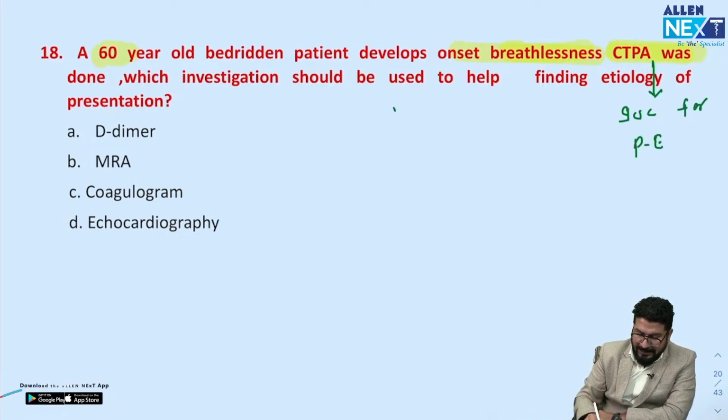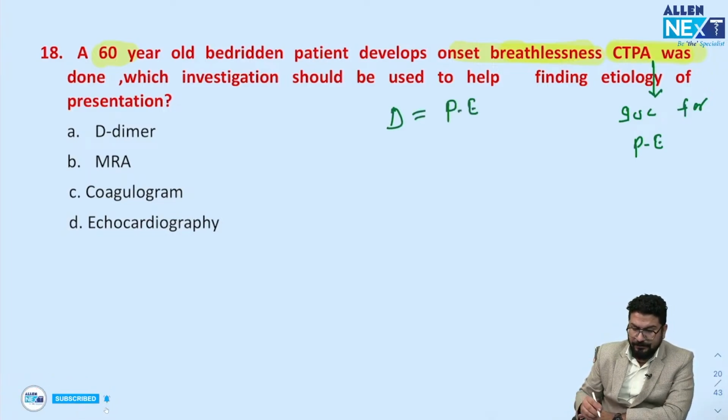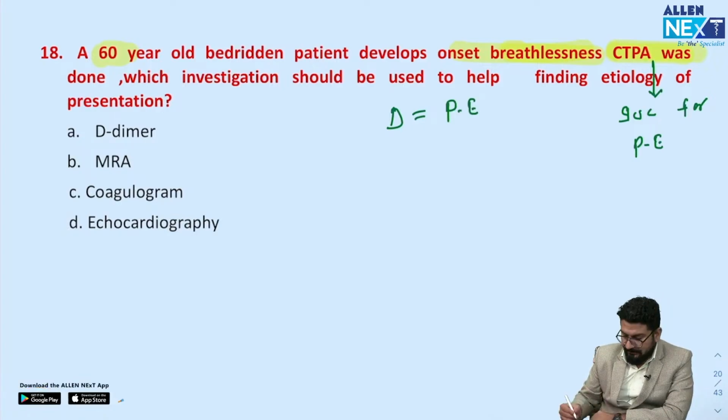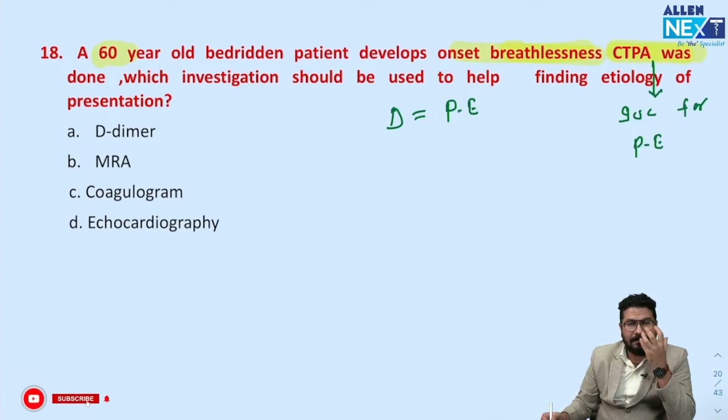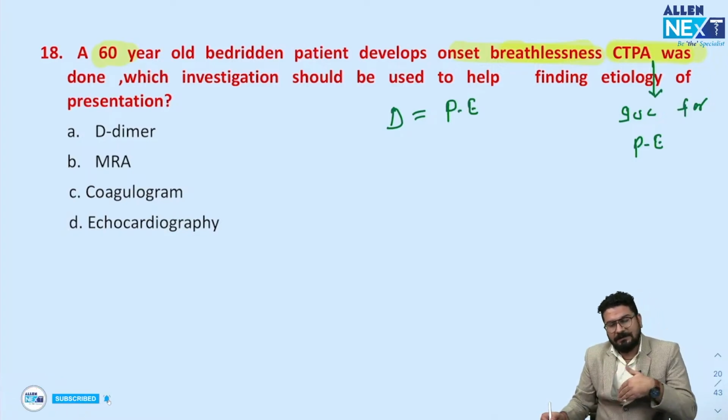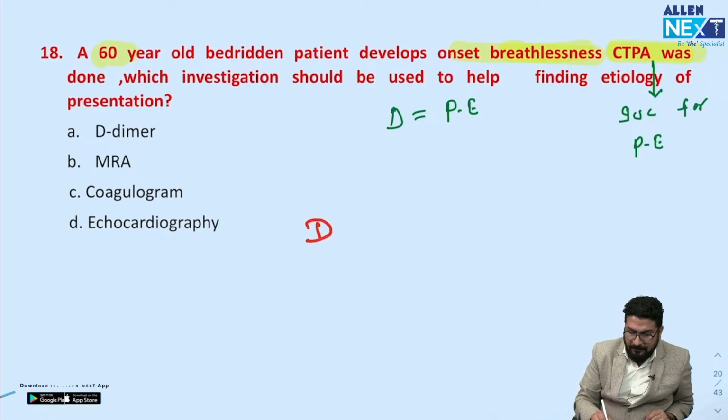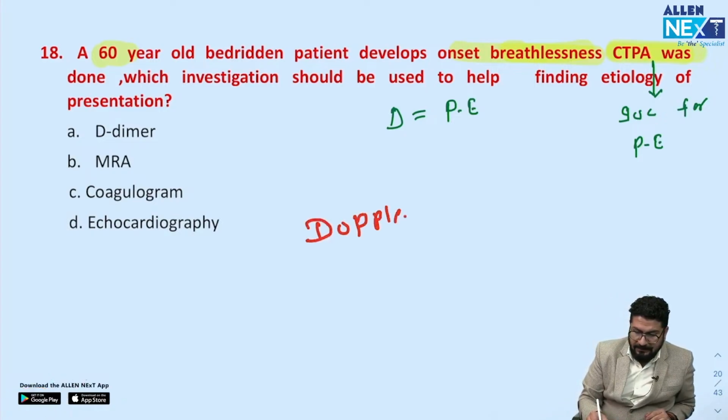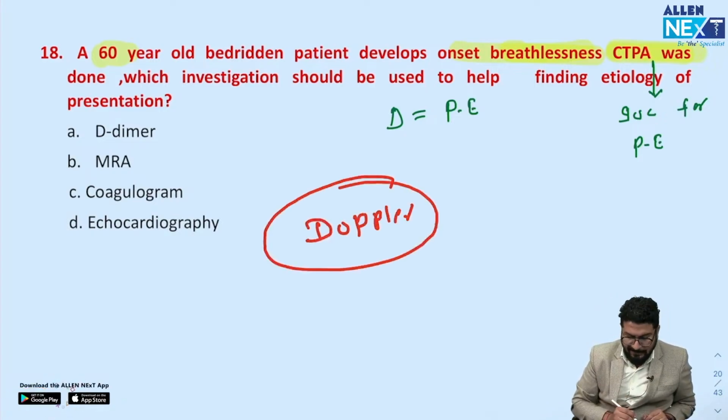So it's a case of, so the diagnosis I can make with this is a case of pulmonary embolism. So which investigation should be used to help find the etiology of the presentation? So what else can we do? Remember, one thing we can do is a color Doppler of the vein, because most of the emboli will migrate from the lower limb. But color Doppler is not given in the options.